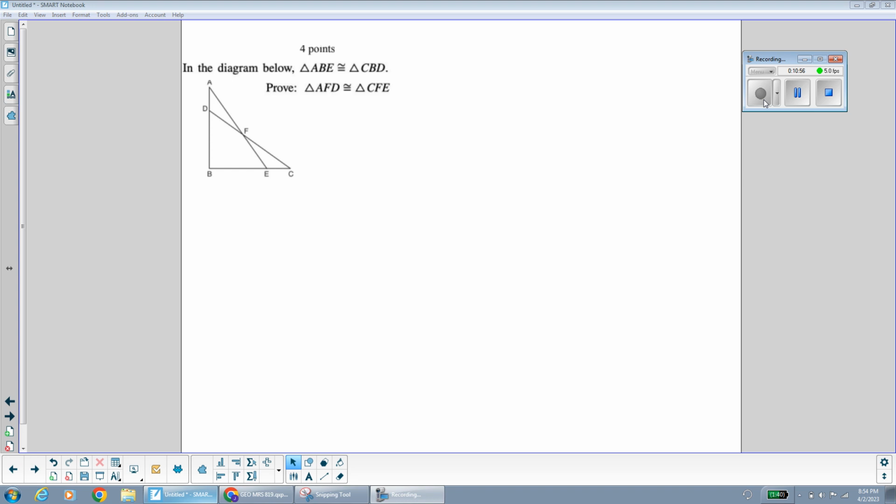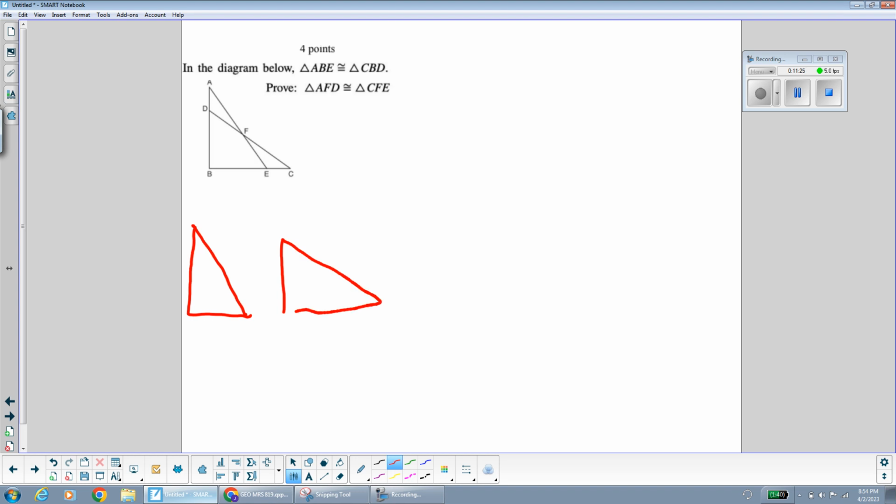Taking a look at the next proof over here, what we are given is that triangle ABE and triangle CBD are congruent to each other. Now, those triangles are the larger triangles here and they're overlapping, so I can't really see what belongs to them very well. So, whenever I'm working with overlapping triangles, a good idea is to take the two triangles and just draw them separately somewhere else on your paper.